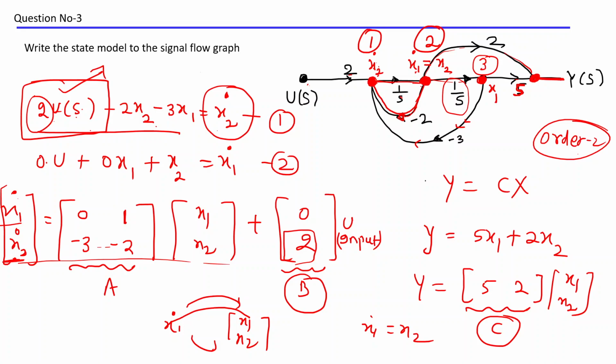Can I write my x2 dot in terms of x1? Yes, you can write. You can see this path. This minus 3 can multiply with this x1 and I'm getting x2 dot. You can see x2 dot is nothing but minus 2x2. Can I write my x2 dot in terms of x1? Yes, you can write by using minus 3. That's just the mathematics.